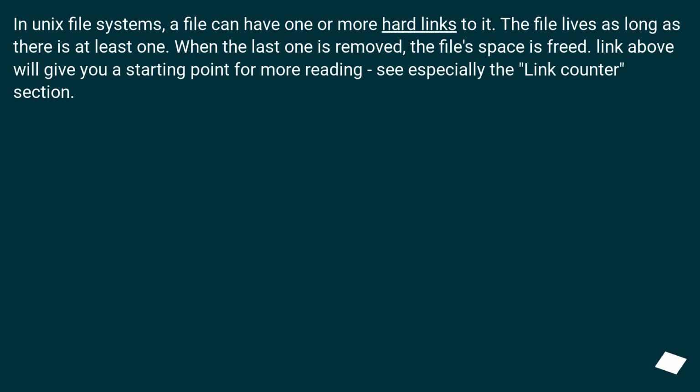In Unix file systems, a file can have one or more hard links to it. The file lives as long as there is at least one. When the last one is removed, the file space is freed. The link above will give you a starting point for more reading, see especially the link counter section.